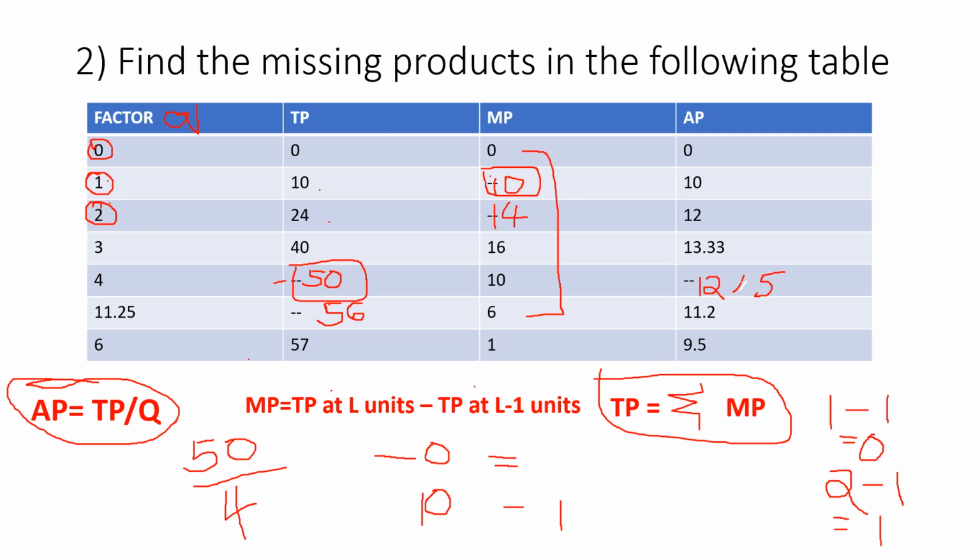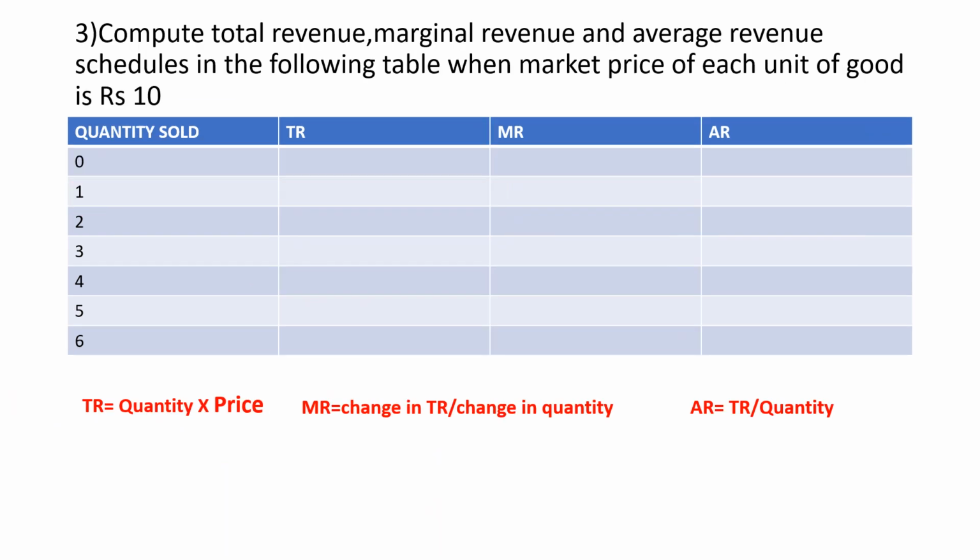Now moving on to the third question. Compute total revenue, marginal revenue and average revenue schedules in the following table when the market price of each unit of good is rupees 10. So since the price is given, that is going to remain fixed for us. Price is 10 rupees. We have to calculate total revenue, marginal revenue and average revenue. Total revenue is very easy. The formula is quantity into price.